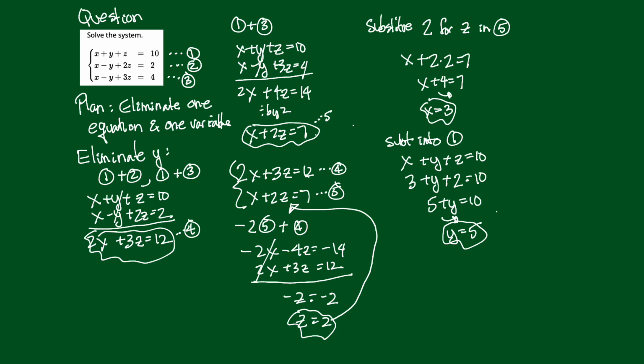All right, I've got them. So here's, I'm going to call it an ordered triple: x is 3, y is 5, and z is 2.